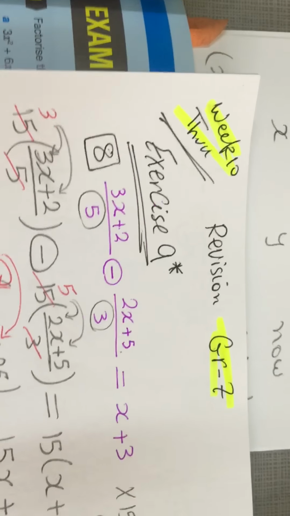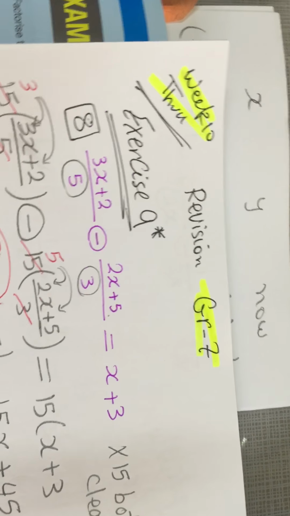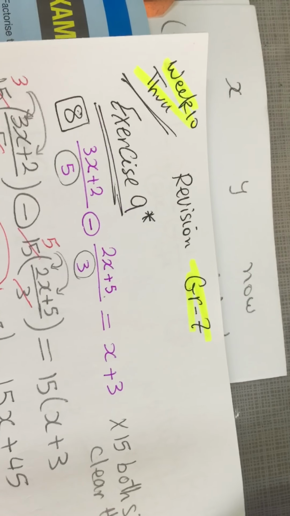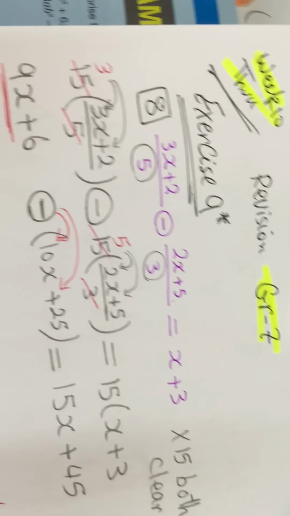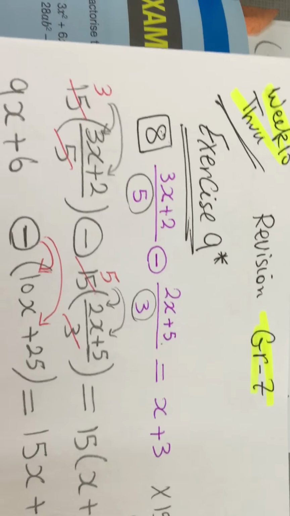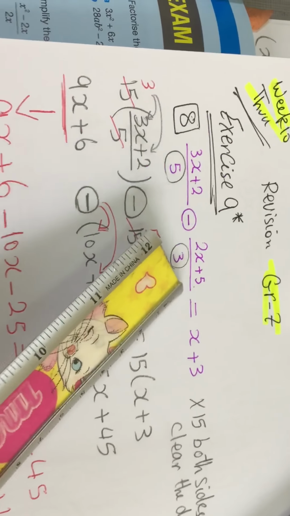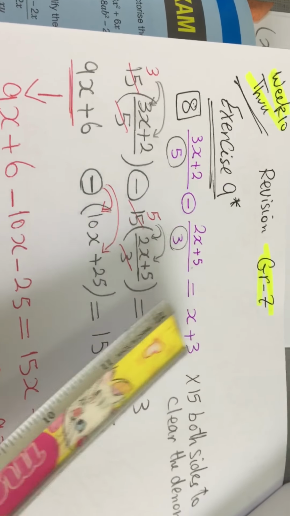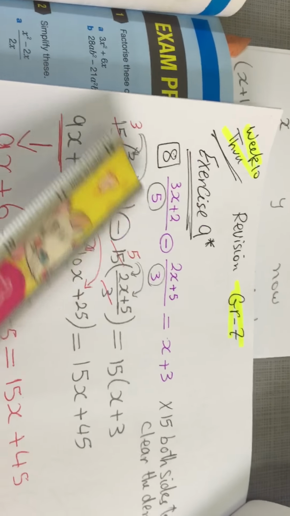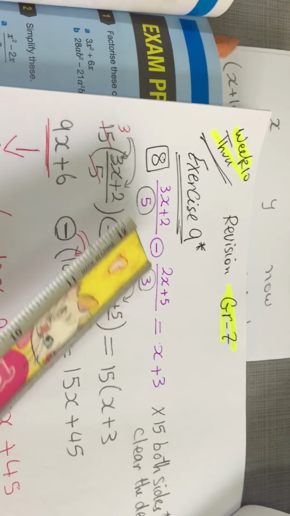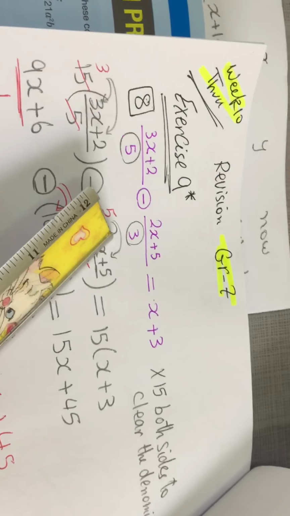I'm still in exercise 9 star revision. And here also number 8, solve this equation. We have the equation as fractions: 3x plus 2 over 5 minus 2x plus 5 over 3 equals x plus 3. Take care. I want to clear the denominator. So I'll multiply by this denominator. I have 5 and 3, so I'll multiply by 15.